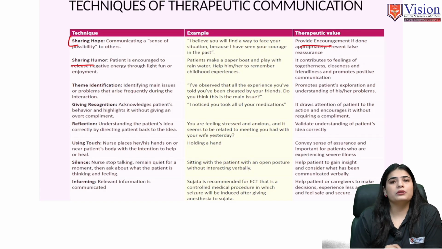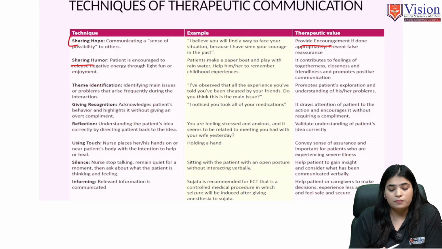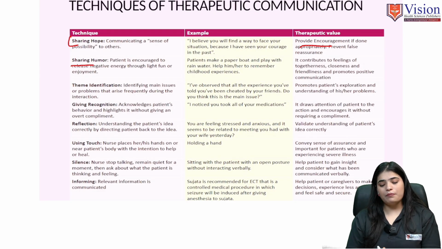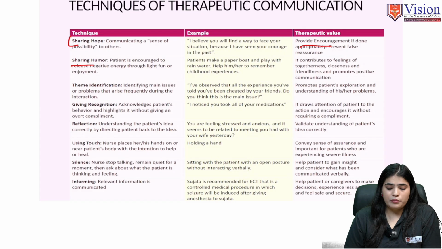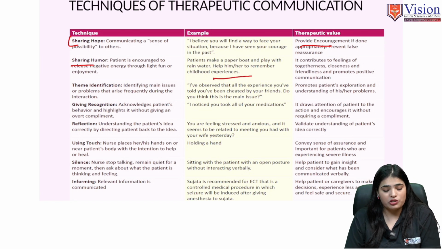Another is sharing humor. As we all know, humor is also a very important part of our communication. So the patient is encouraged to release negative energy through light fun or enjoyment. For example, the patient can make a paper boat and play with it in the rainwater, which helps him or her remember childhood experiences. So it will provide some light-hearted experience to the patient.